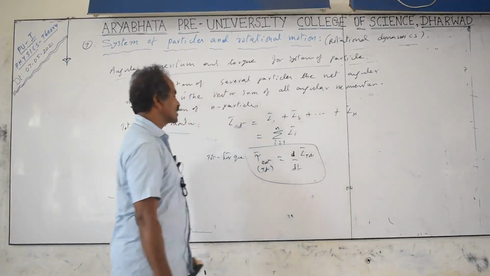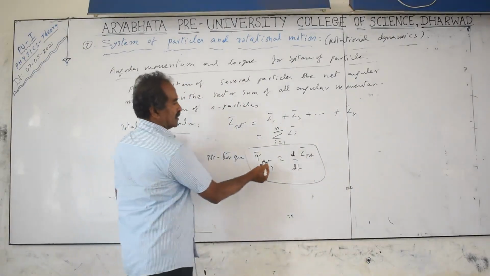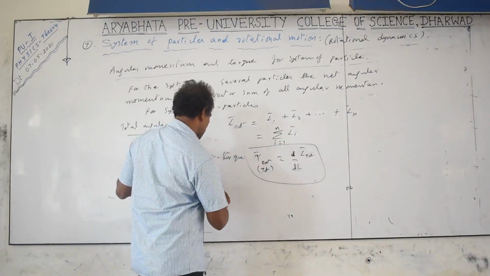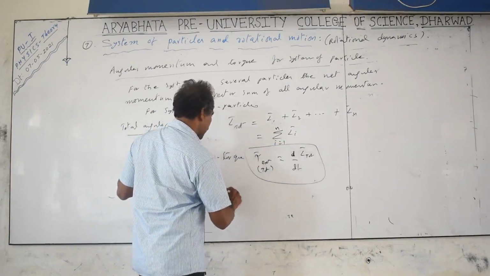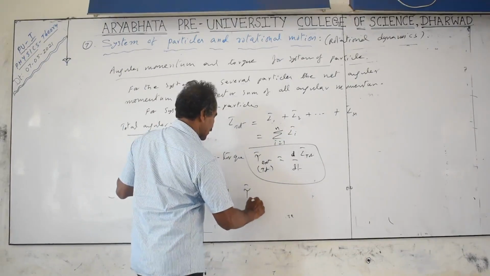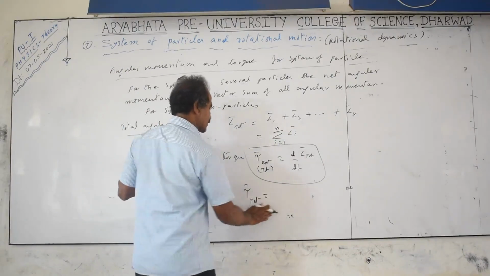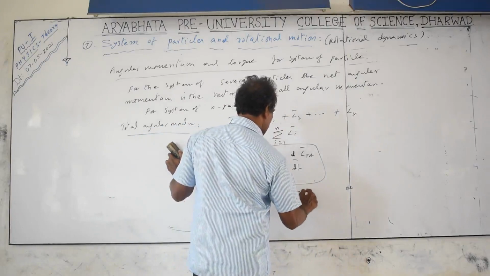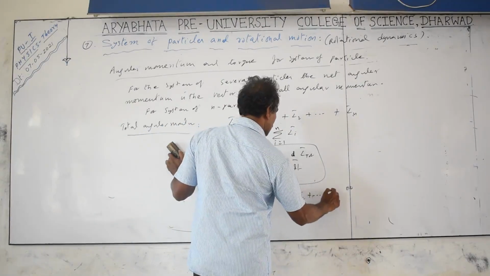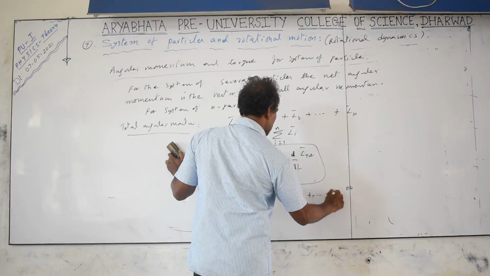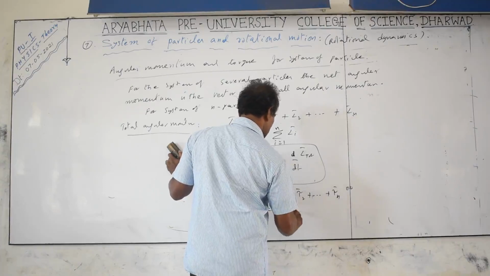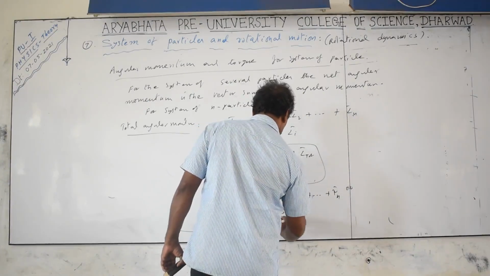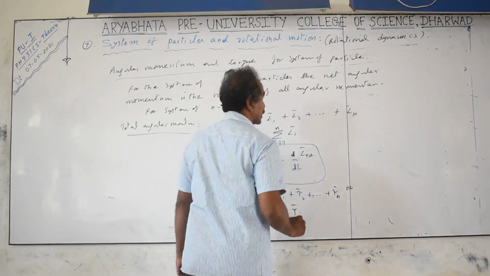That means if you take the different torques, tau 1, tau 2, we can also take the total torque. Also, tau total, all external torques, is equal to tau 1 bar plus tau 2 bar and so on, up to tau n bar. Sigma of the torques, i equals 1 to n, we can take.